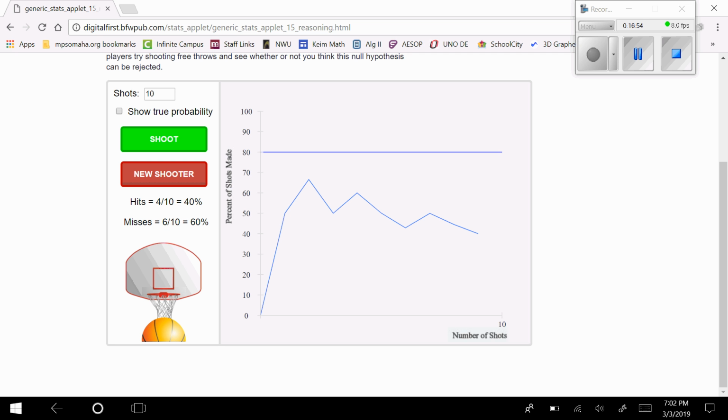I'll let you get to this site. It's connected to the class website. You can go there and mess around with it and see how many shooters you want to go through, or do a bunch of different shooters until you find the true value. I'll let you do that on your own.